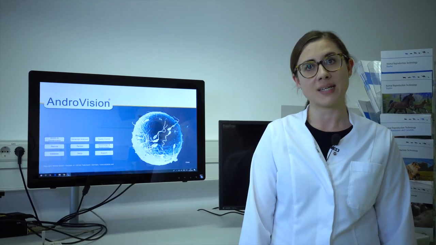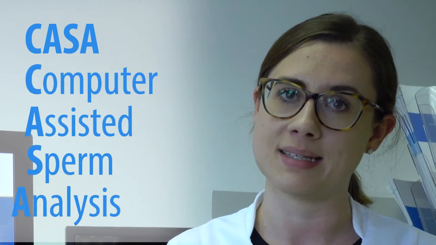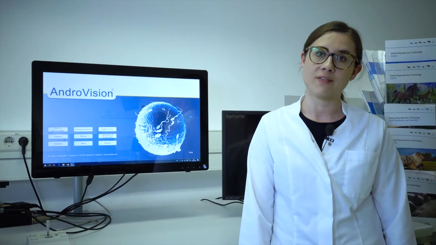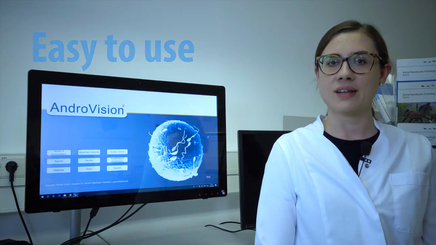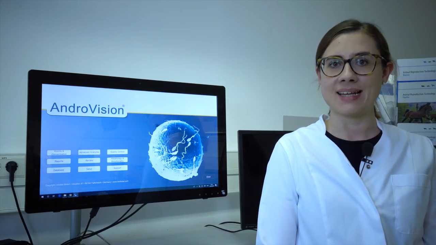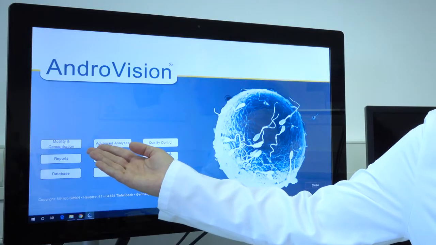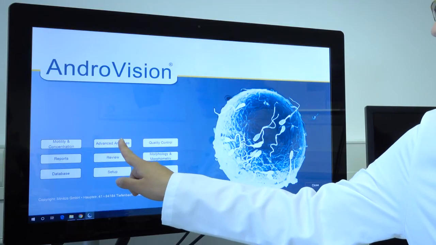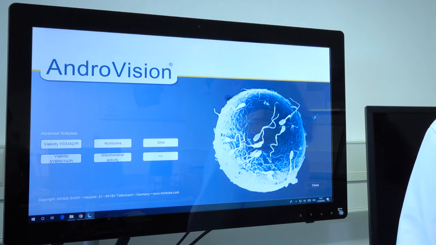First of all, what does CASA mean? CASA is an abbreviation for computer-assisted sperm analysis. With our in-house developed AndroVision system, we offer a highly precise and flexible system that is very easy to use. AndroVision not only provides classical analysis of sperm concentration and motility, but also various fluorescence-based assessments of sperm functionality.